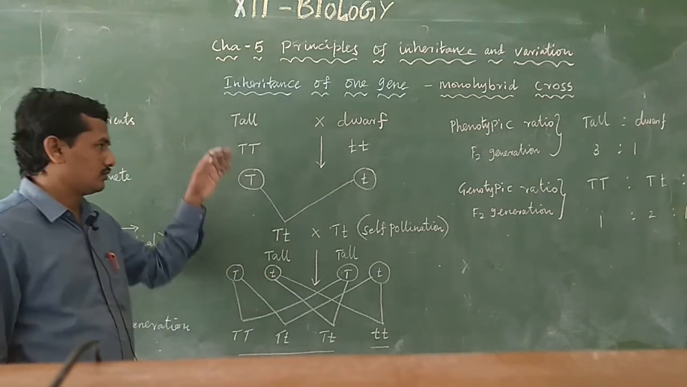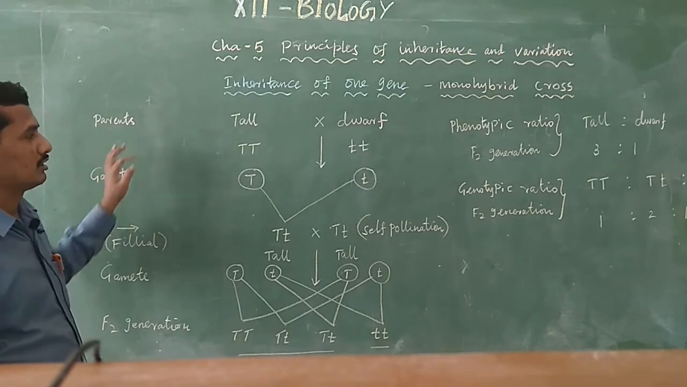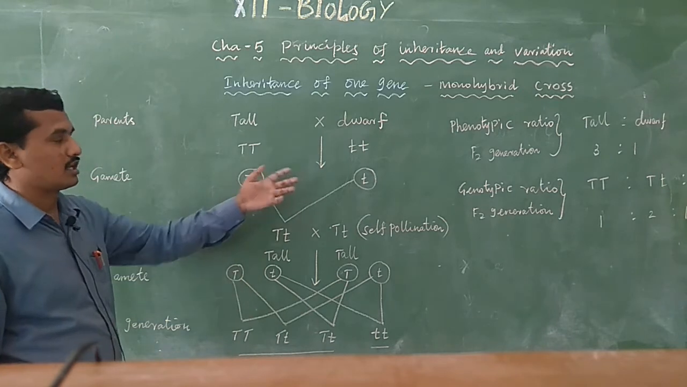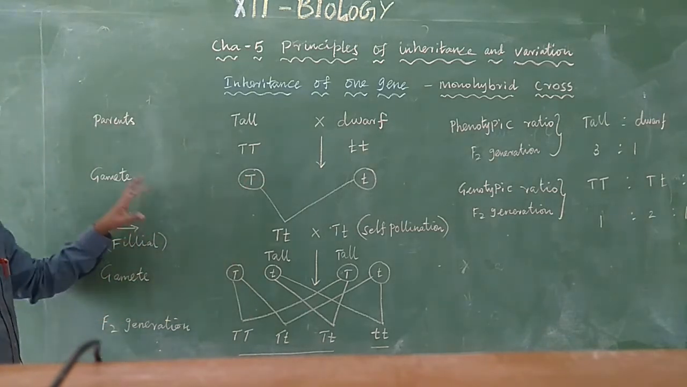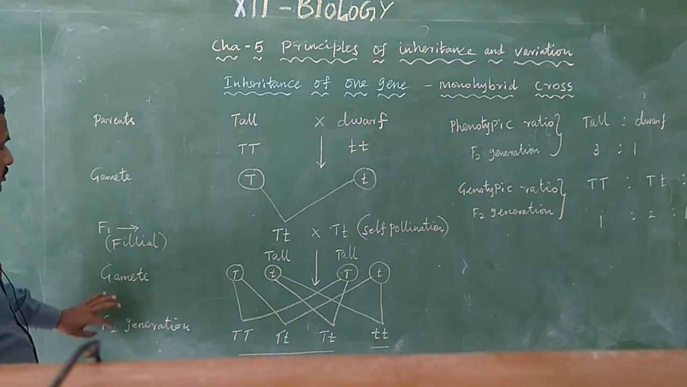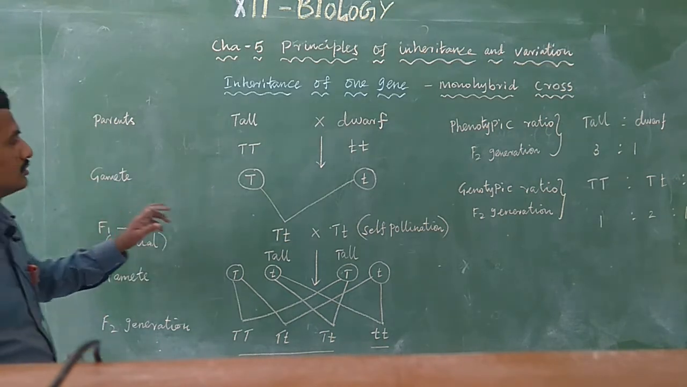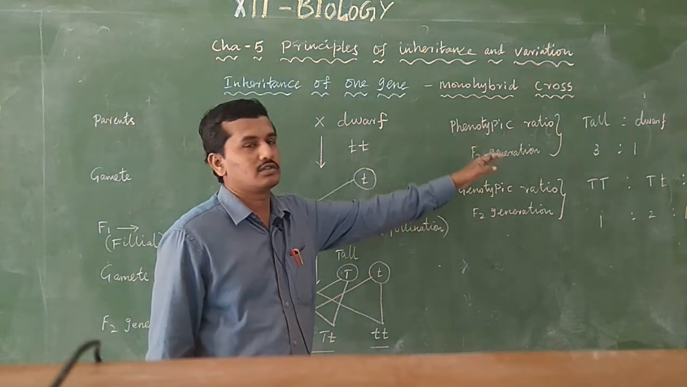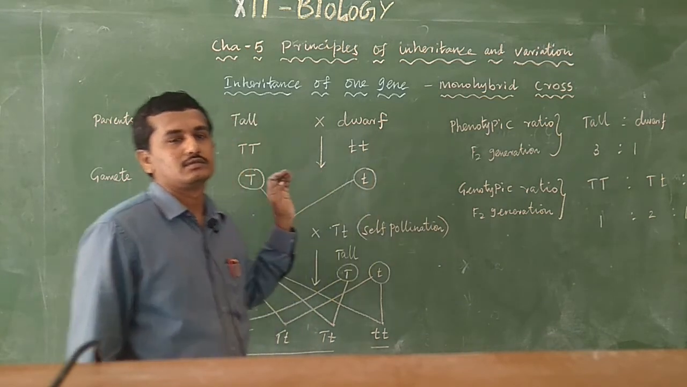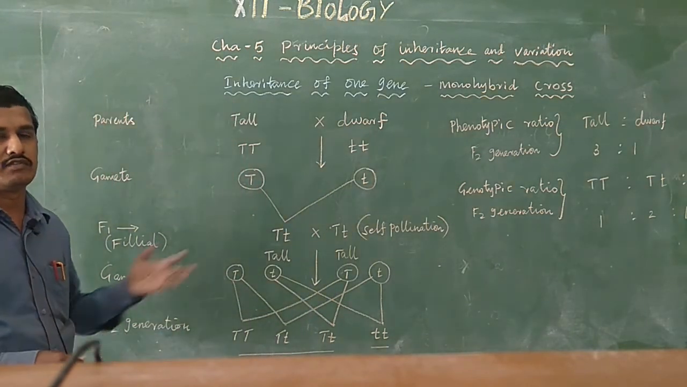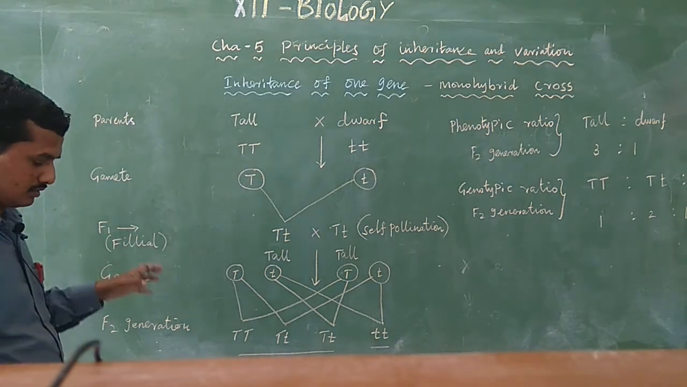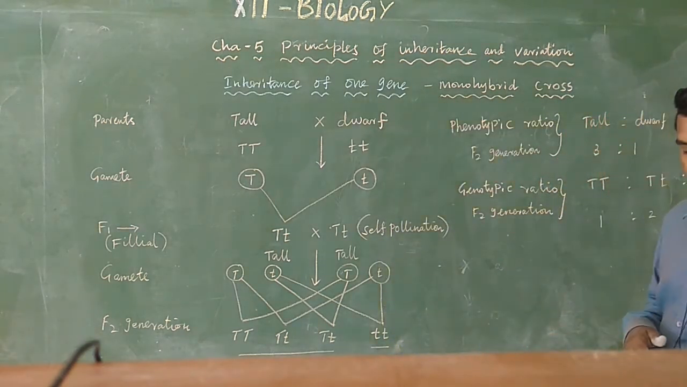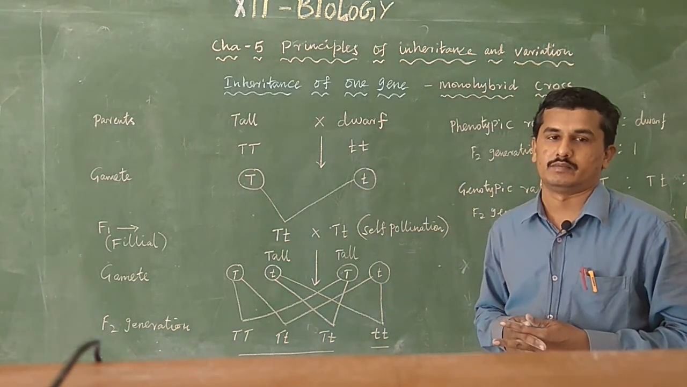It means you should draw everything including parents, gametes, and filial generation, gametes, self-pollination, gametes. For example, if the question carries 2 marks, parents and gametes are 1.5 marks. The gametes, self-pollination and the calculated phenotypic ratio are half a mark. If all these are right, we get 2 out of 2. Okay, work out the monohybrid cross between a tall plant and a dwarf plant.